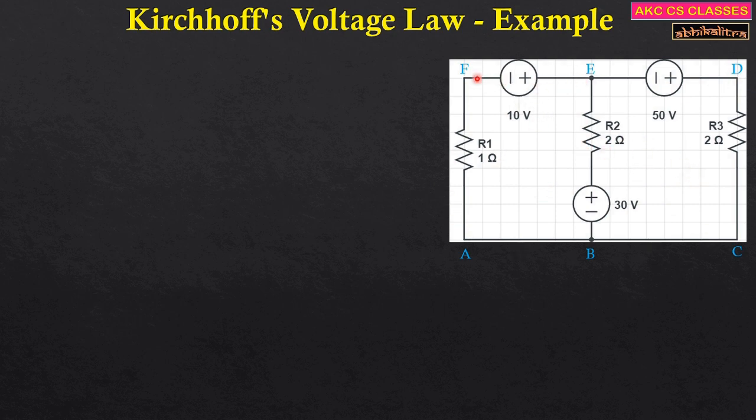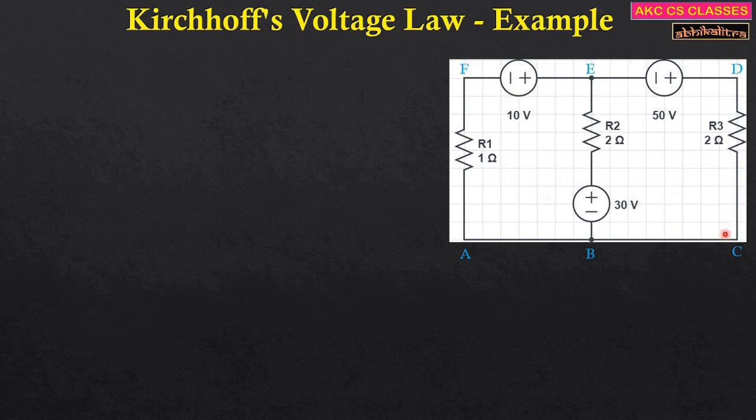So if I say that this is a loop, FEBAF, this is a loop. And another loop is EDCBE. So EDCBE is another loop. So what is a mesh? I can consider the mesh to be FDCAF, the entire circuit. This is also a closed circuit, so we can consider this to be a mesh. And in this mesh, there are basically two different loops. So within a loop you cannot see any mesh, but within a mesh you can see many different loops.